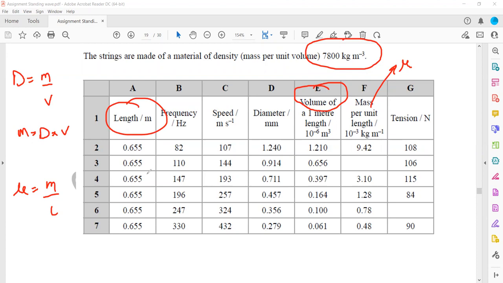How to get the mass? That is density into volume. And how to get the length? That is there in the column. You can see the first column, the length is there. So we can use that length to work out. So what will be the formula? In place of mass, it is density, which is 7,800 multiplied by the cell where the volume is there.